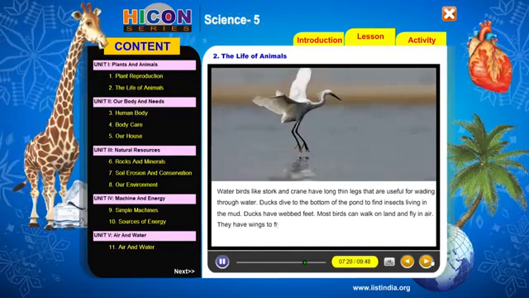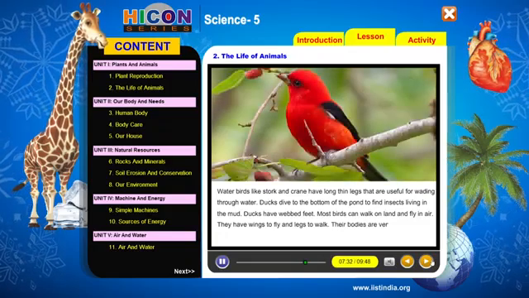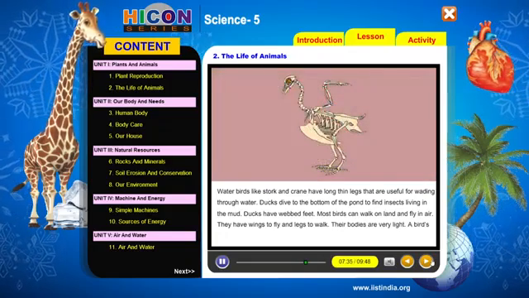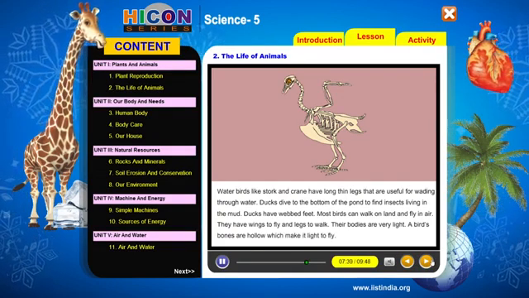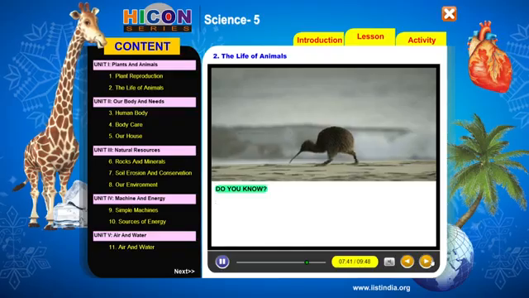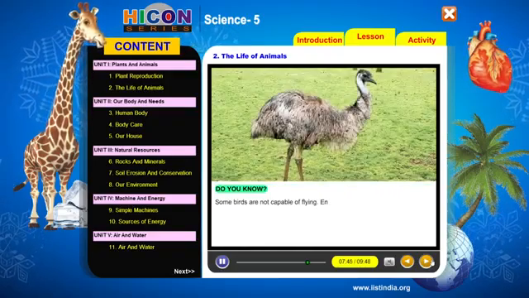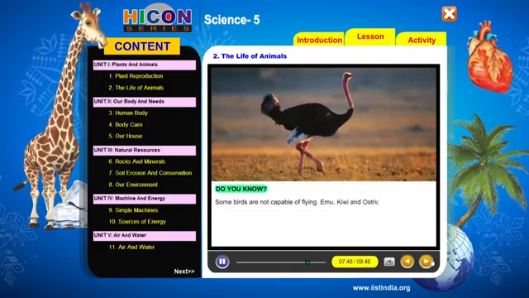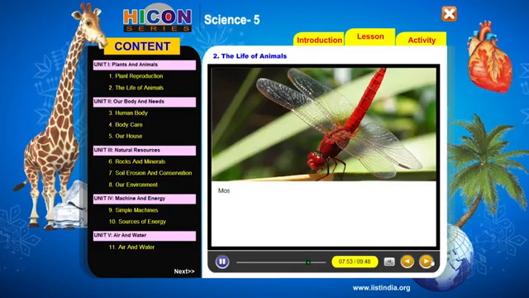They have wings to fly and legs to walk. Their bodies are very light. A bird's bones are hollow, which make it light to fly. Do you know some birds are not capable of flying? Emu, kiwi, and ostrich are flightless birds with weak wings.